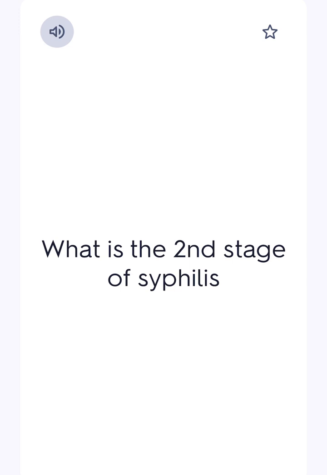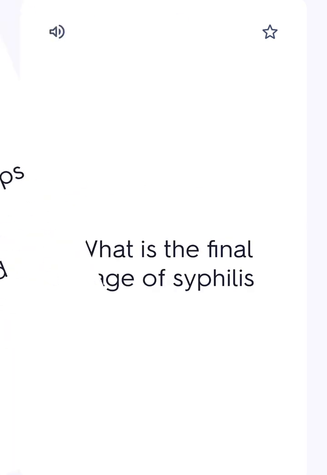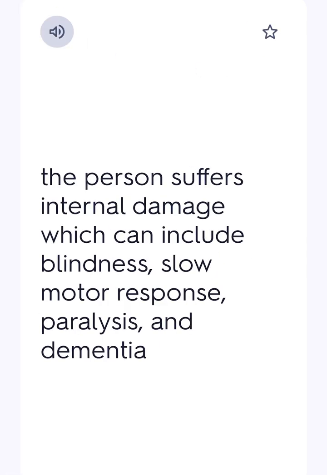What is the second stage of syphilis? The person develops a non-itchy rash, fever, hair loss, weight loss, and fatigue. What is the final stage of syphilis? The person suffers internal damage which can include blindness, slow motor response, paralysis, and dementia.